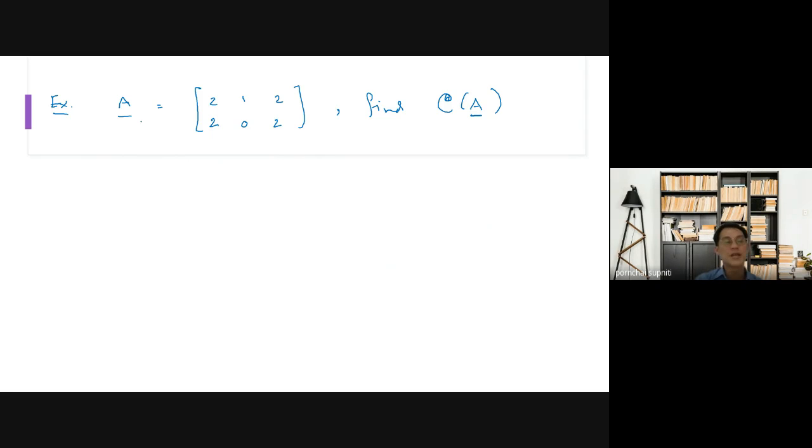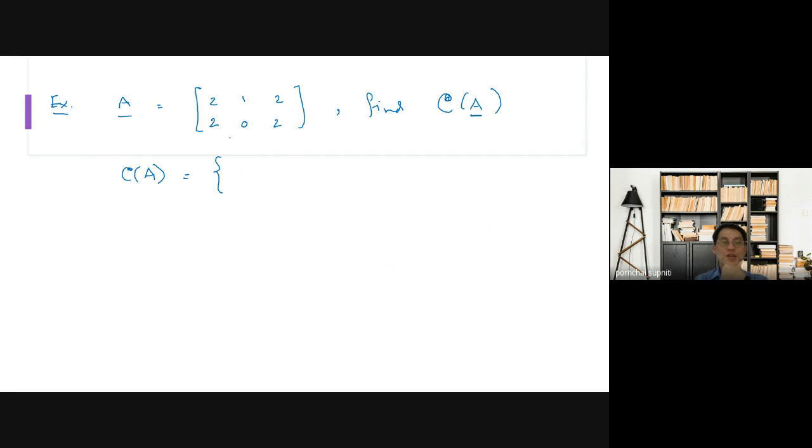So for this example, matrix A is given as 2, 2, 1, 0, and we are asked to find the column space of A. So what do we get? Well, if we do it from scratch, we can just add up each individual column. But in this case, we notice that column 1 and column 3 are identical.